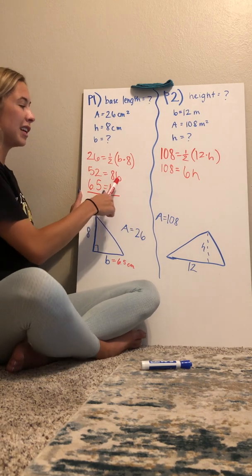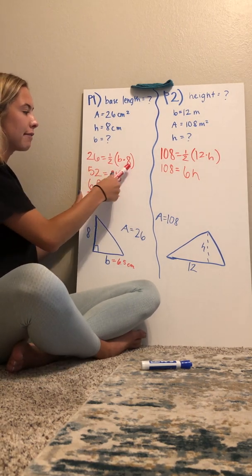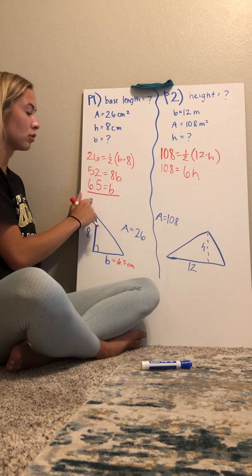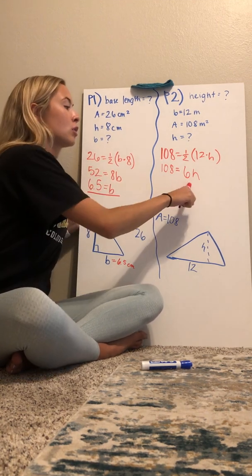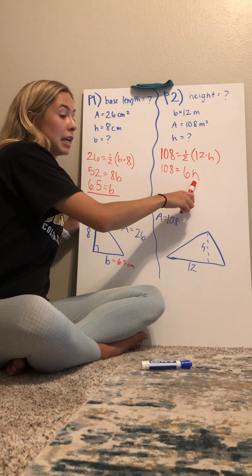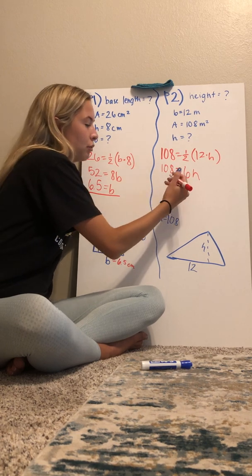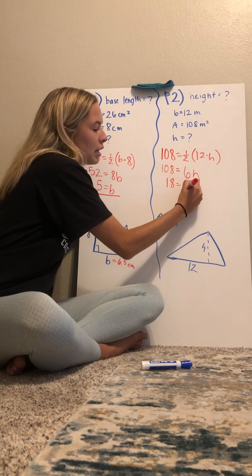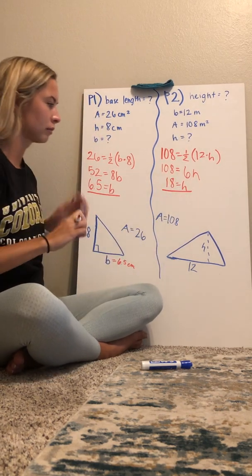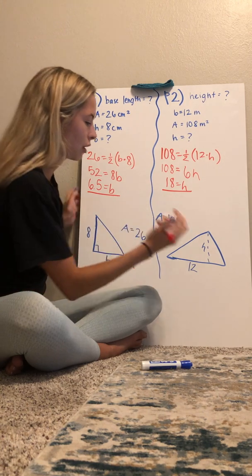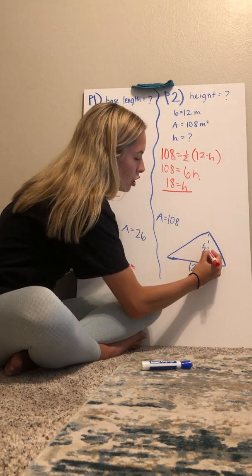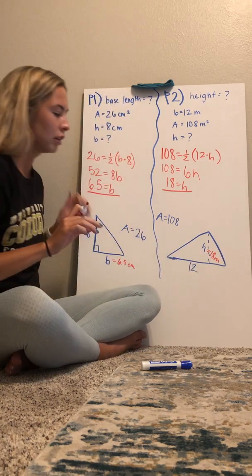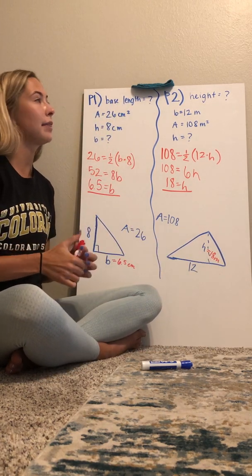Okay, and you could have done that over here as well. If you took 1/2 of 8, it would have been 4. 26 divided by 4 would still give you 6.5. So on this side we have 108 equals 6H. We are solving for H. If we divide by 6, we end up getting 18 equals H. So if that's the case, back to our triangle, H equals 18 meters. Make sure you label your units. And that's how you solve for the height.